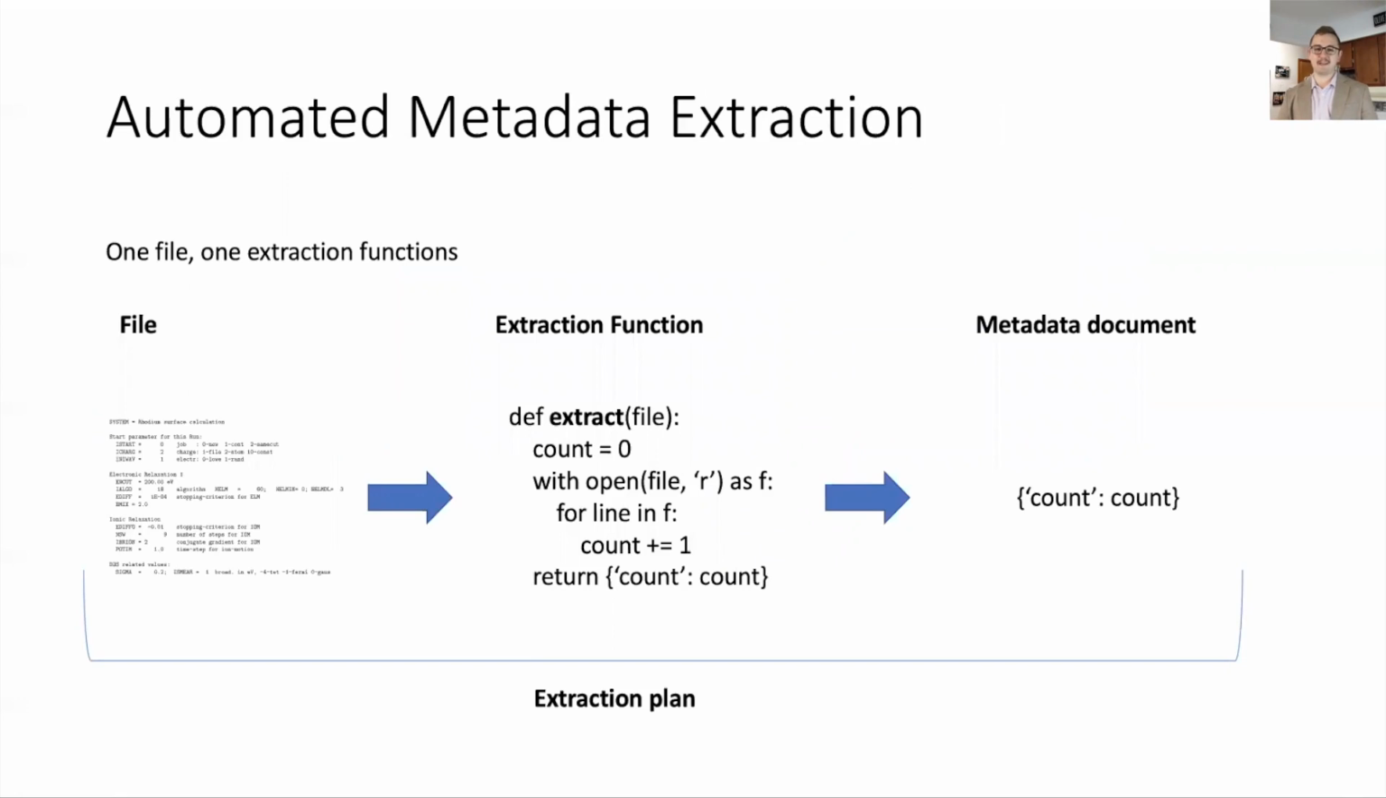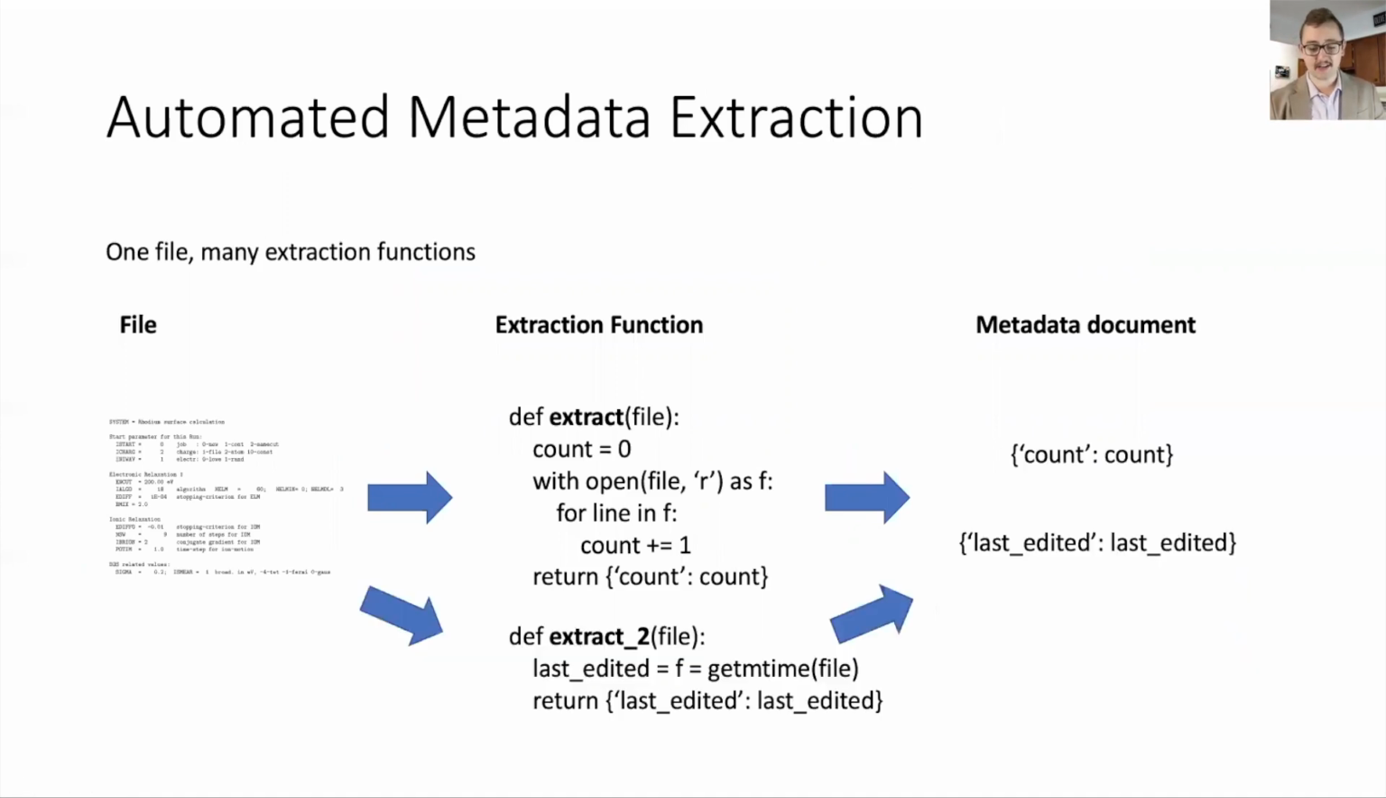And so we propose, and we're not the first ones to propose, but we try to define automated metadata extraction in terms of these things we call extraction plans, right? So an extraction plan at a high level just takes a file or a group of files, applies one or more extraction functions to it, and then returns some metadata document, probably popularly in JSON, I would presume. And so this file-to-metadata process is what we call an extraction plan.